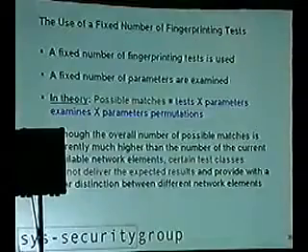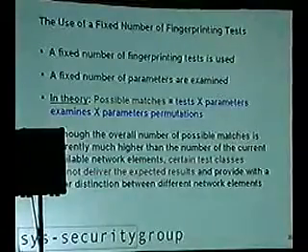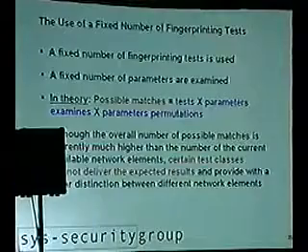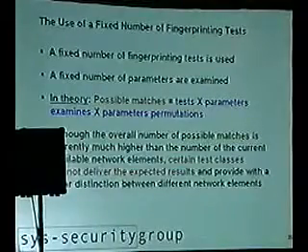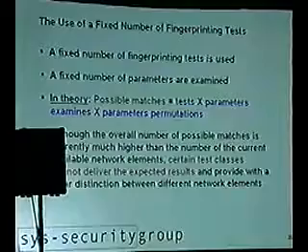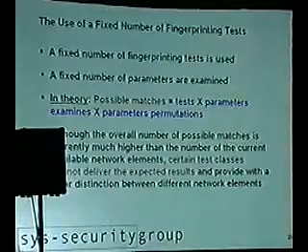Another interesting angle is the use of a fixed number of fingerprinting tests. In theory, if we have a fixed number of fingerprinting tests and a fixed number of parameters that we examine, and of course they have a fixed number of permutations, then the possible matches will be a fixed number as well. Sure, the possible matches still form a larger number than the networking devices that are out there, but there are several test cases or test models that will fail to provide us with the much needed results.